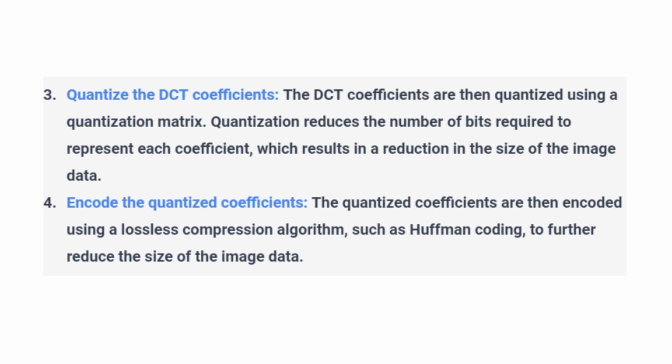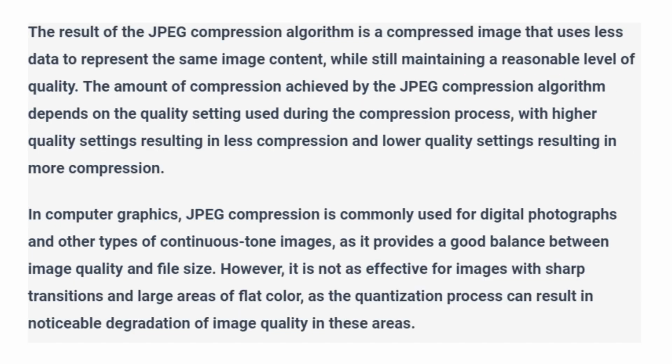The quantized coefficients are then encoded using a lossless compression algorithm, such as Huffman coding, to further reduce the size of the image data. The result of the JPG compression algorithm is a compressed image that uses less data to represent the same image content, while still maintaining a reasonable level of quality.